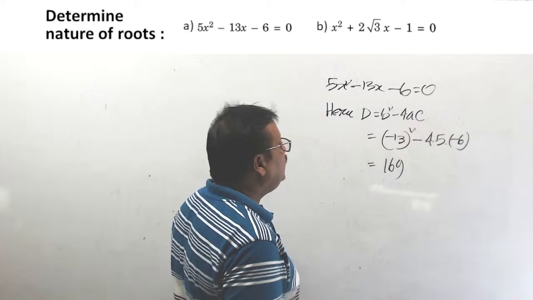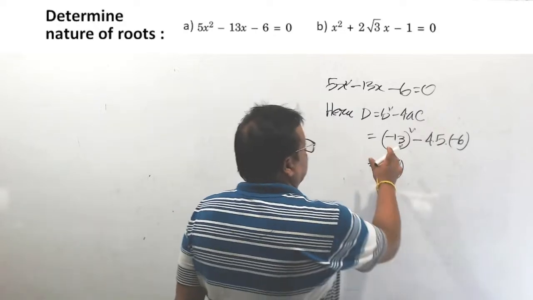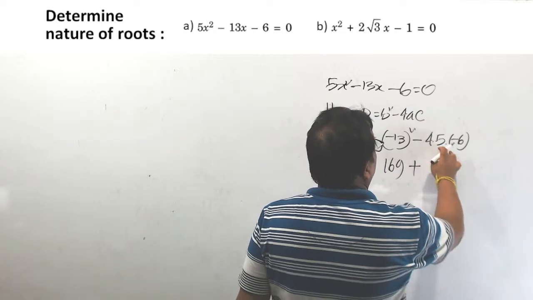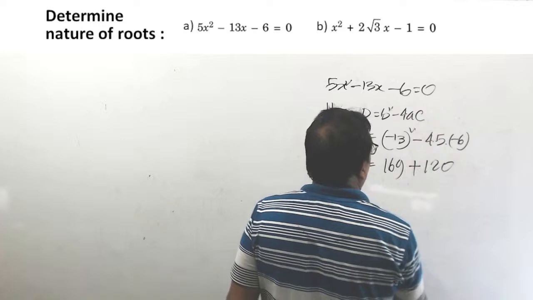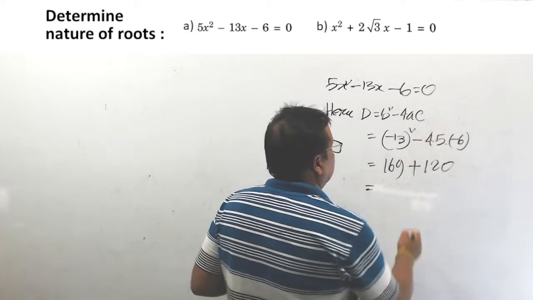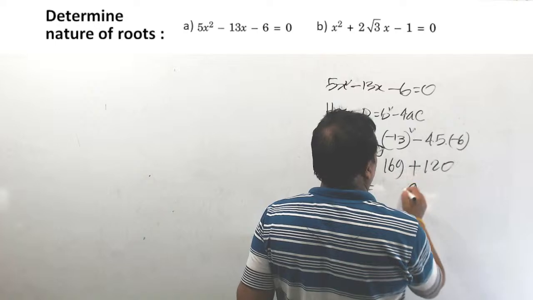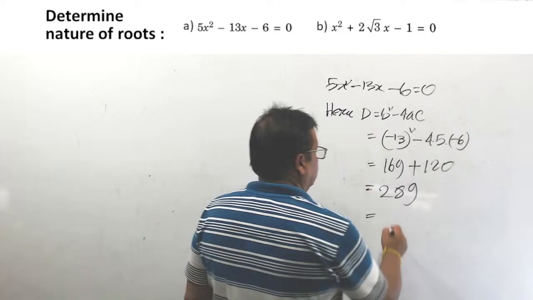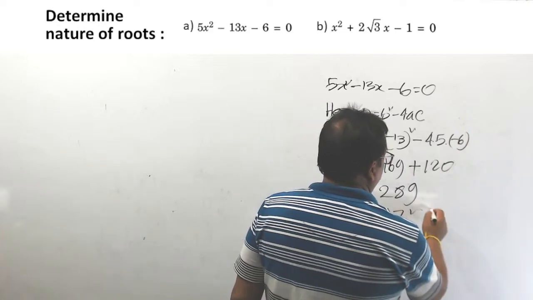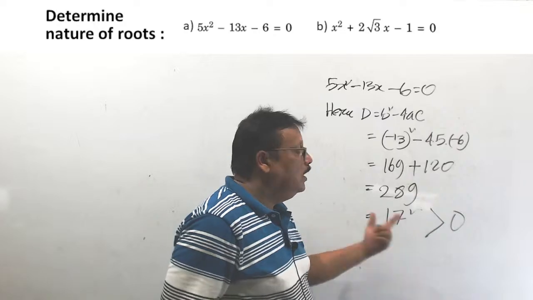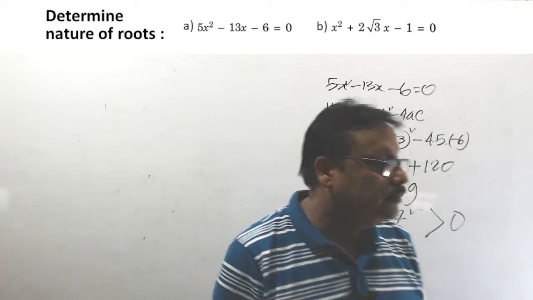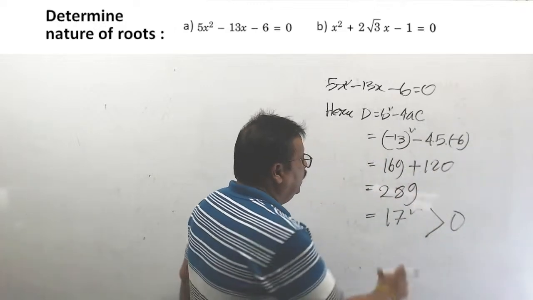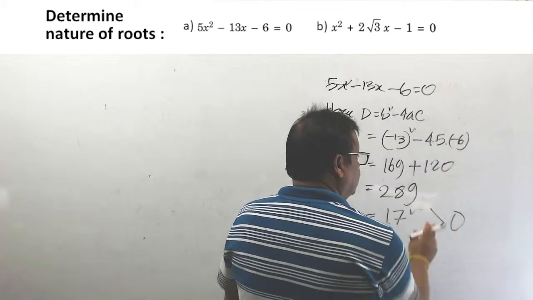Okay, now 169 plus 4 into 5 is 20, 20 into 6 is 120. Okay, this equals to what? 289. That is 17 square. Of course, it is greater than 0, positive, and it is a square number. Right? 17 square, and it is, of course, positive.